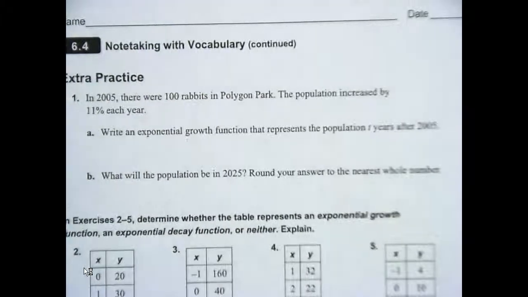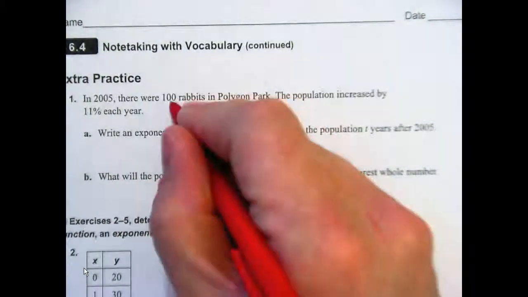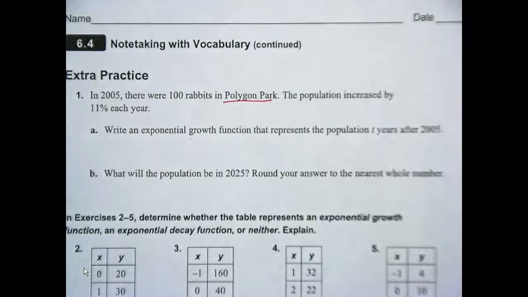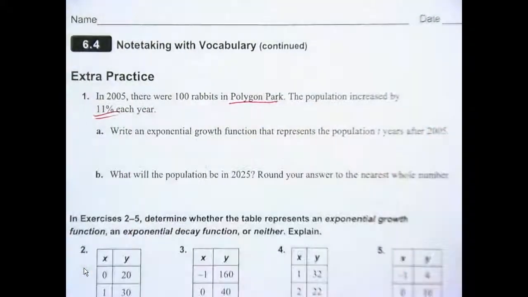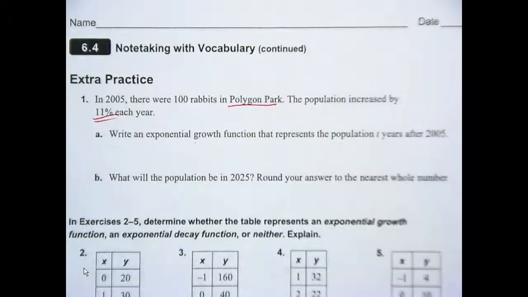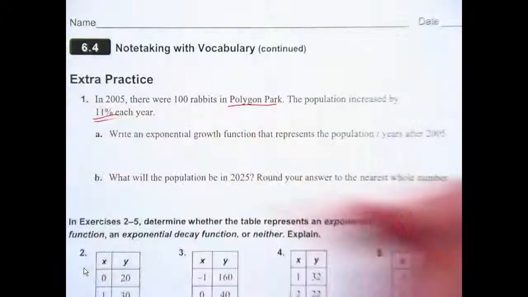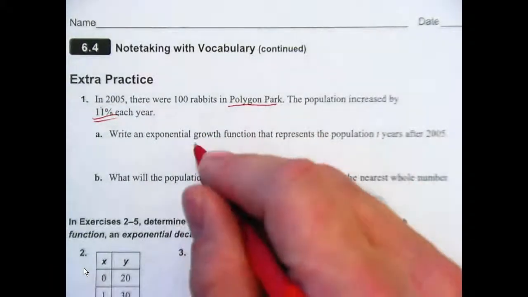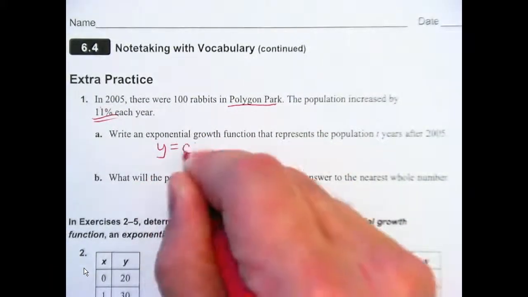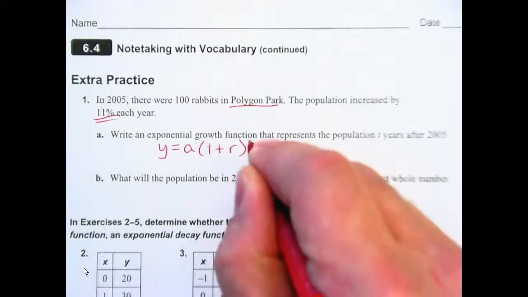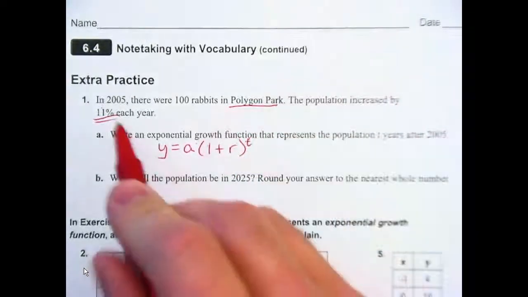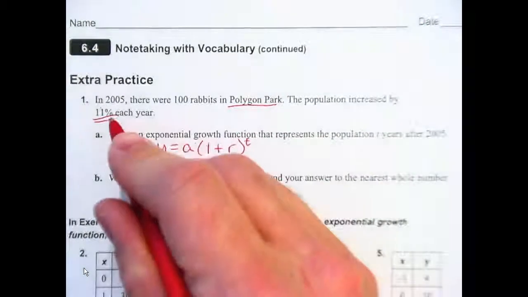Here we go. Number 1 on page 187. In 2005, there were 100 rabbits in Polygon Park because it's mathematical. The population increased by 11% per year. First, is it growing or decaying? Growing. It's growing. More bunnies. Okay, write an exponential growth function. Okay, so we have to figure out our variables. Jill pointed that out earlier. It's 1 plus r, all to the power of t. Okay, the 11%, that is our A or R.